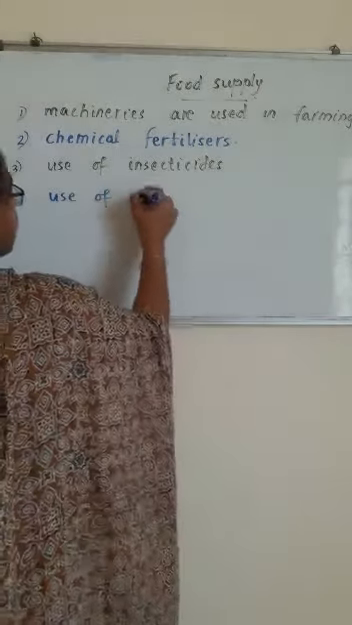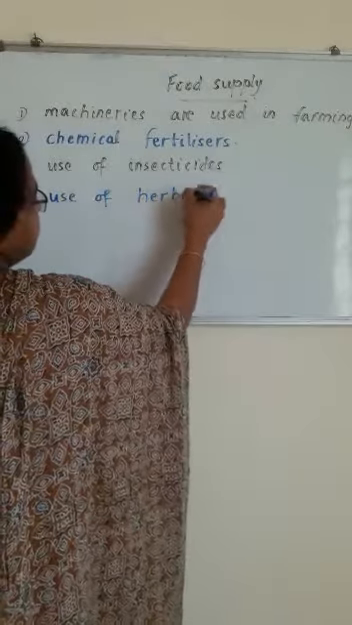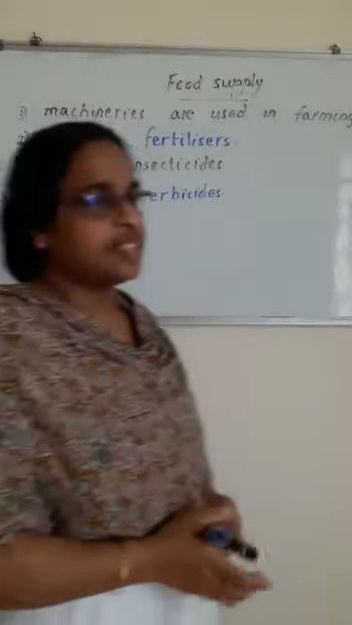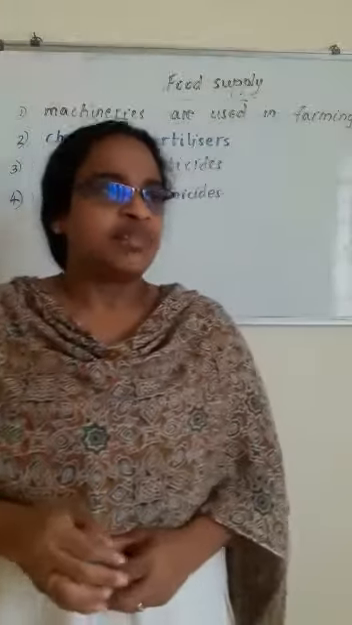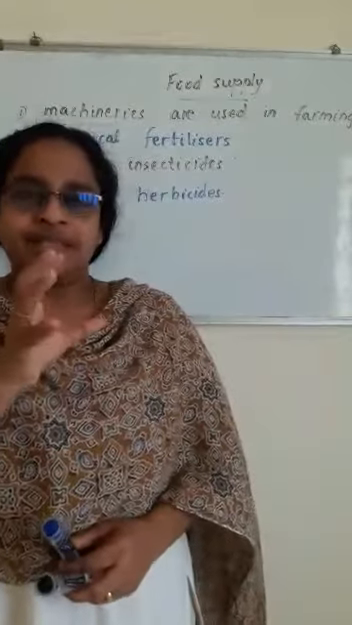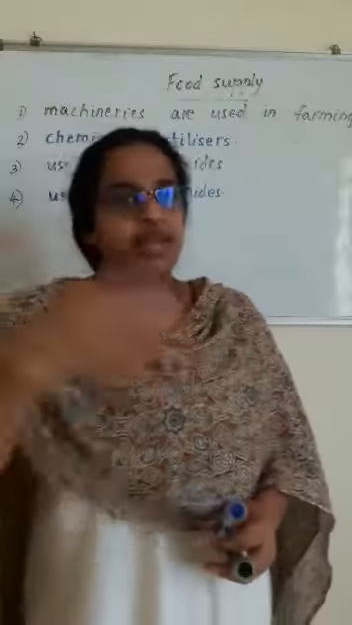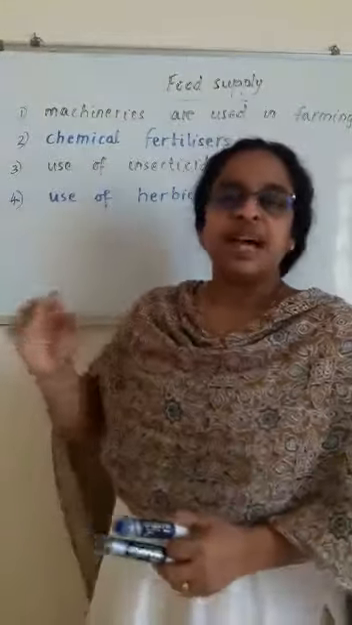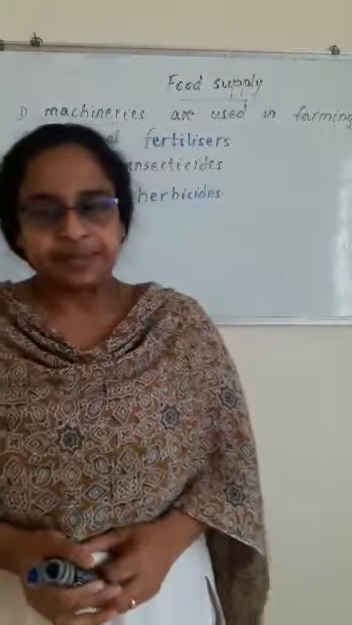Or weedicides. Herb means plants. They can kill only these weeds. There are, that you will learn after, some methods of how they can be removed. So using these herbicides, these chemicals, the unwanted plants can be killed.